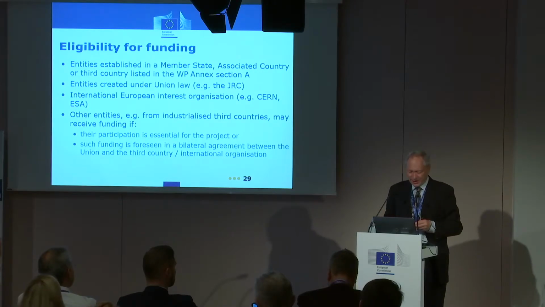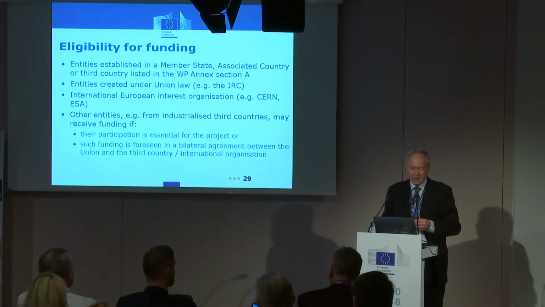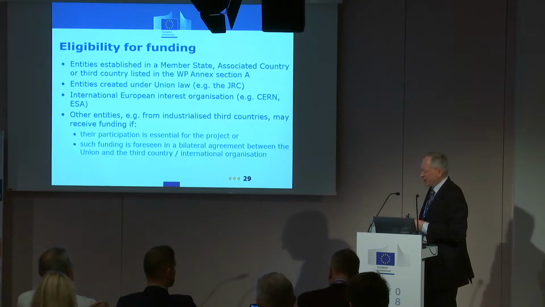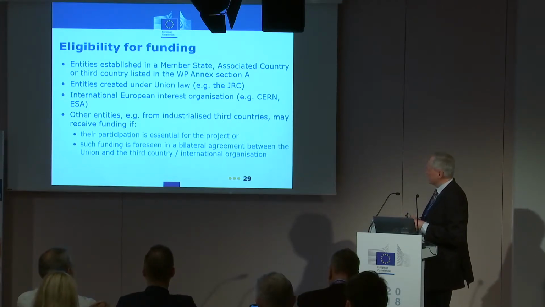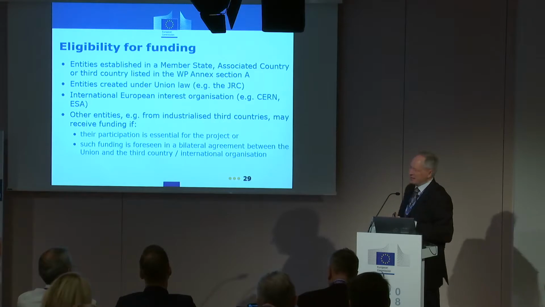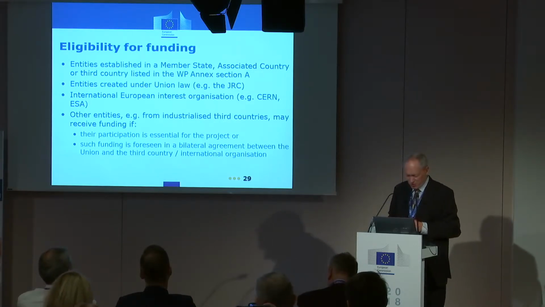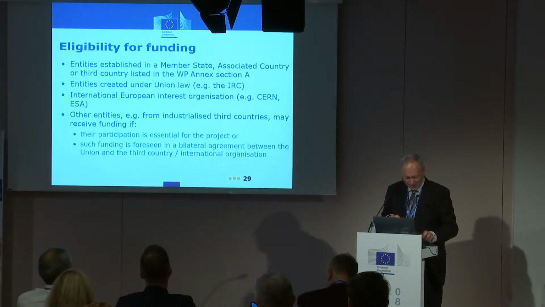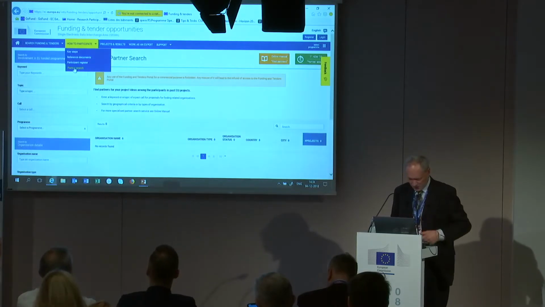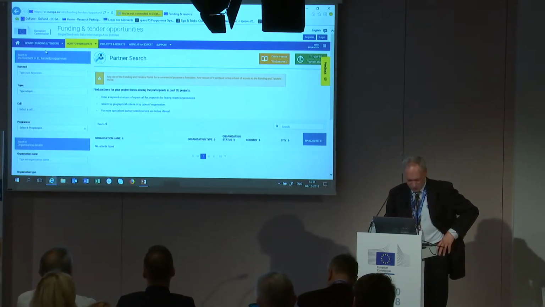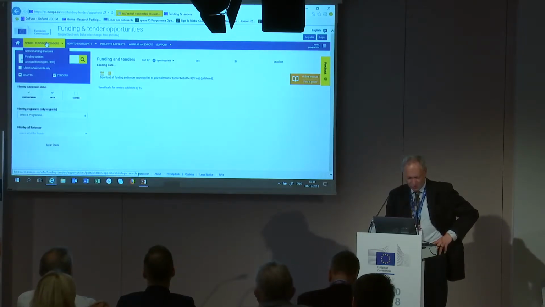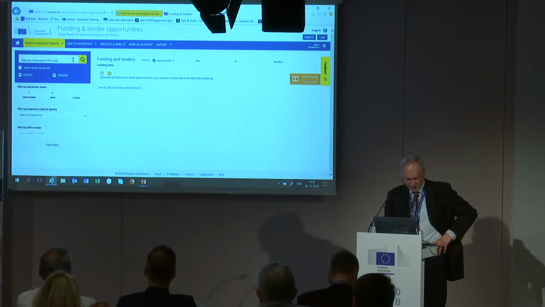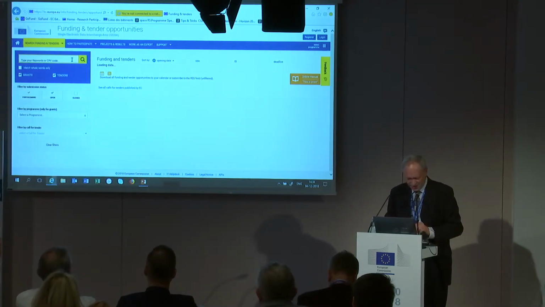Eligible for funding, and I already said so, are all the organizations which are established in a member state or in an associated country or in a third country listed in the work program Annex A. And this is one of the reasons I told you the work program annexes are important. So you go here again, search for funding, and then I hit again ICT.